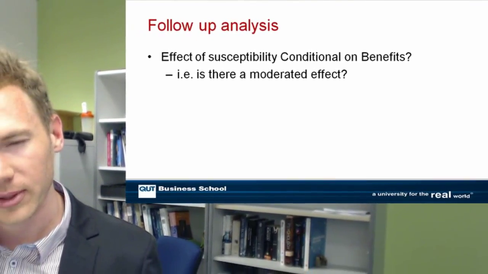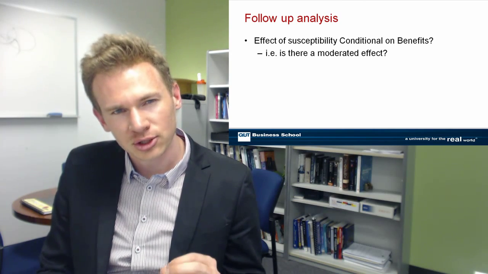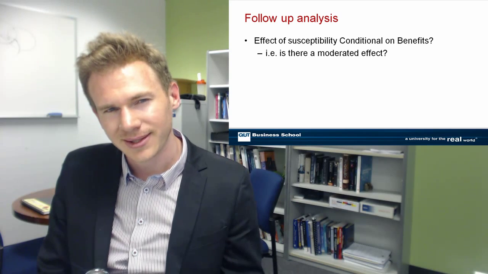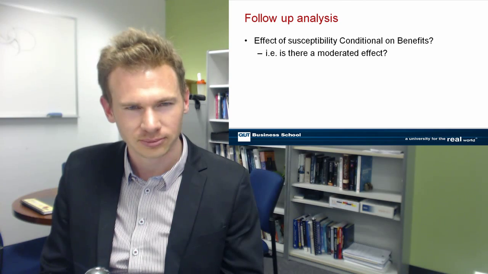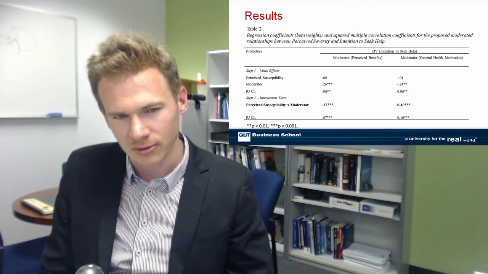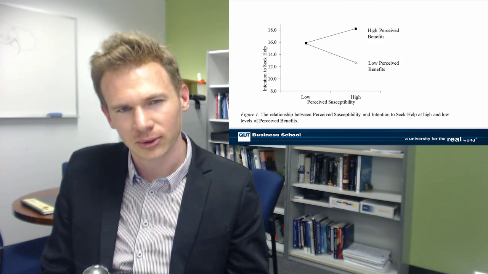So specifically, the question I was most interested in addressing was whether or not the relationship between perceived susceptibility and help-seeking behavior is dependent on whether or not someone sees benefits to seeking out help. Okay, and this was my result. So like I said before, we had a significant interaction term, and this is what the moderation effect looked like.